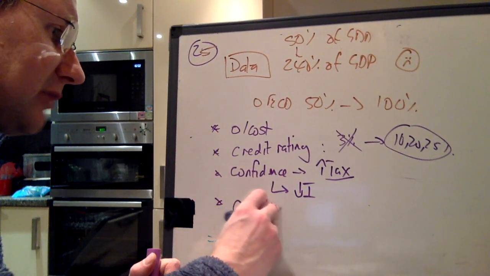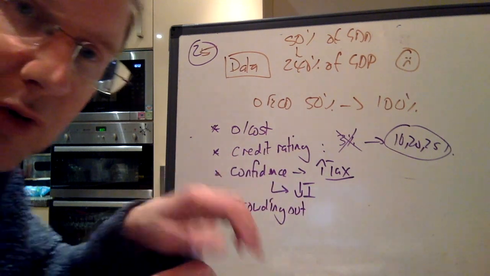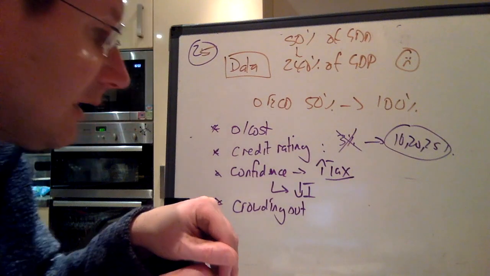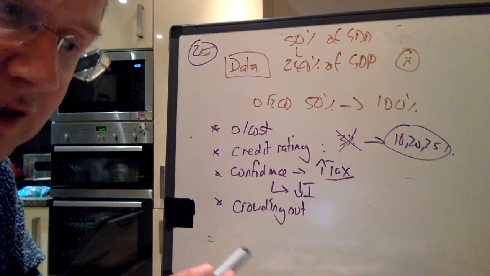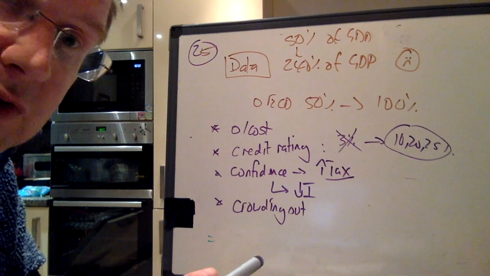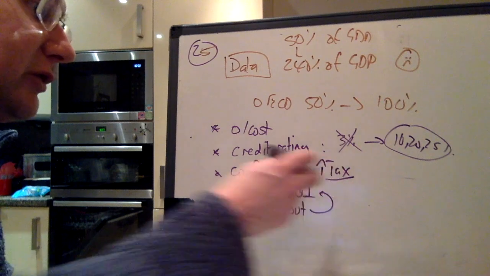Crowding out, you can explain in lots of different ways. But it's that idea that if the government is borrowing lots and lots of money, and using that to employ people and use resources, there's less money and resources available for private sector firms. So again, investment would be likely to be reduced.